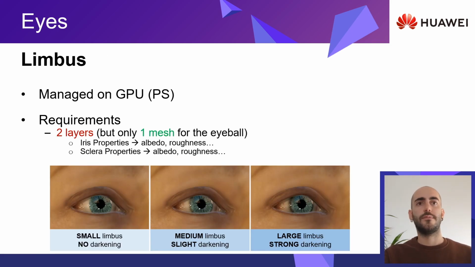The limbus has a blending effect between the iris and the sclera, and it is usually a bit darker. To reproduce a proper blending, it is required to provide two layers, one for the iris and one for the sclera. The properties of both layers are going to be blended on GPU according to the size and darkening factors specified by the user.